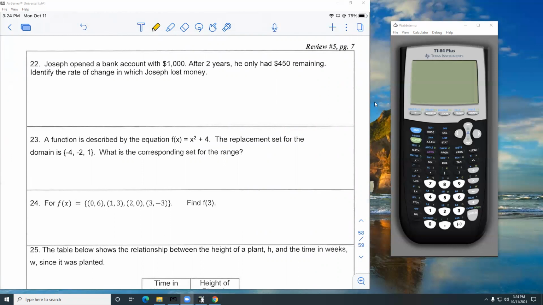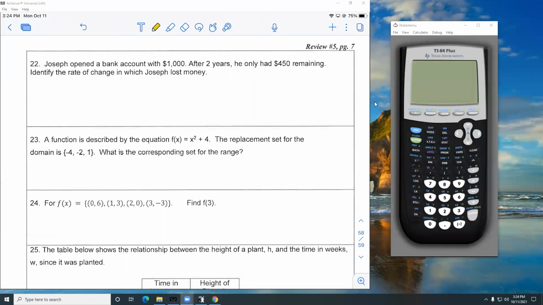Joseph opened a bank account with $1,000. Over 2 years, he only had $450 remaining. Identify the rate of change in which Joseph lost money. This is a good problem. Okay, so Joseph opened his bank account with $1,000, and then after 2 years, he only had $450 remaining.